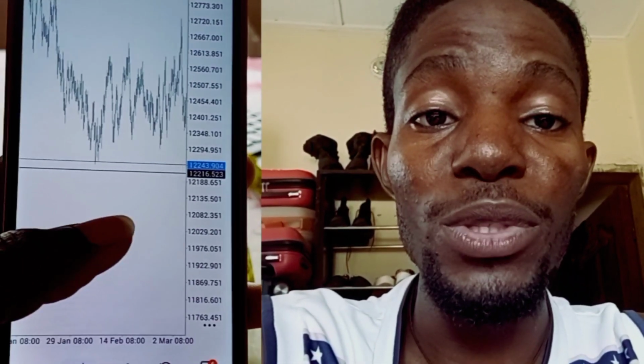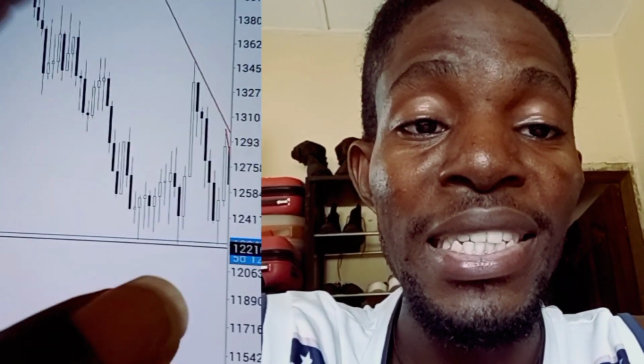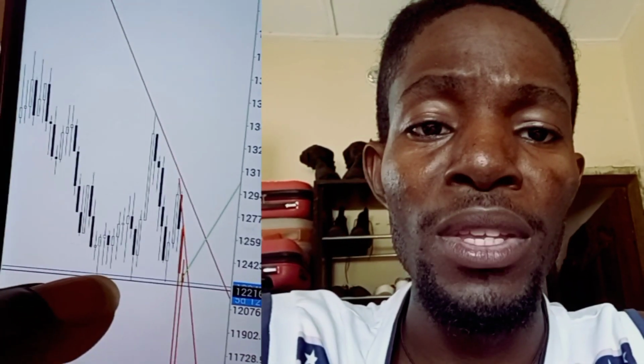If you take a look at my horizontal line, in short, let me even make it view on the 1 week. You see that this pair is rejecting this horizontal line like 4 times now. This is 1, this is 2, this is 3, this is 4.